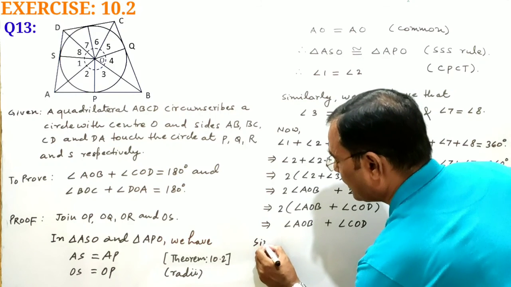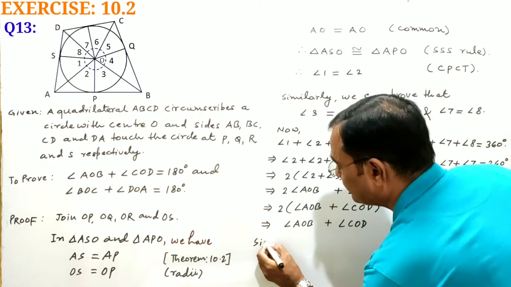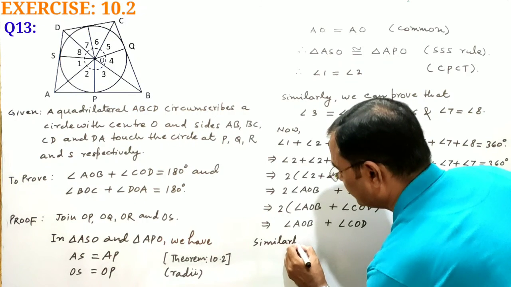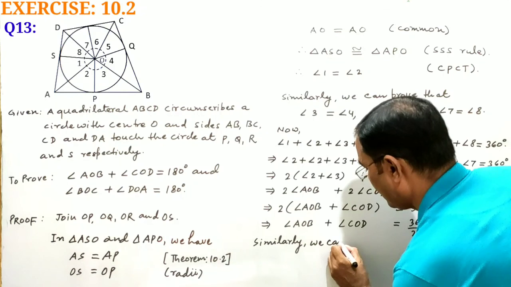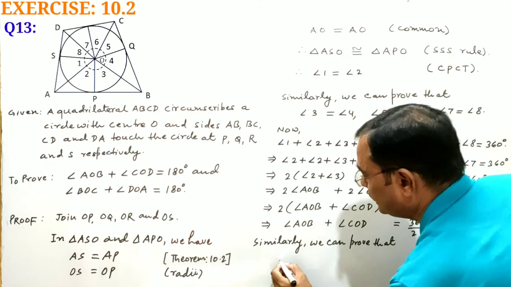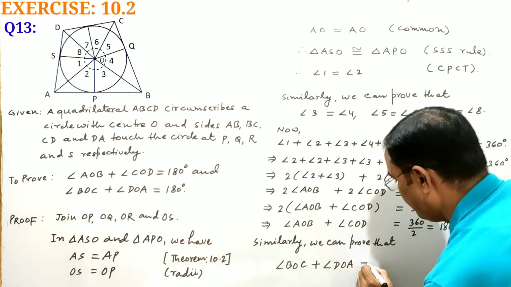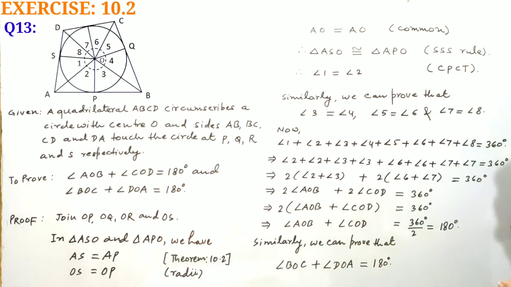Similarly, we can prove that angle BOC plus angle DOA is equal to 180 degrees, and this proves that opposite sides of a quadrilateral circumscribing a circle subtend supplementary angles at the center of the circle. Hence proved.